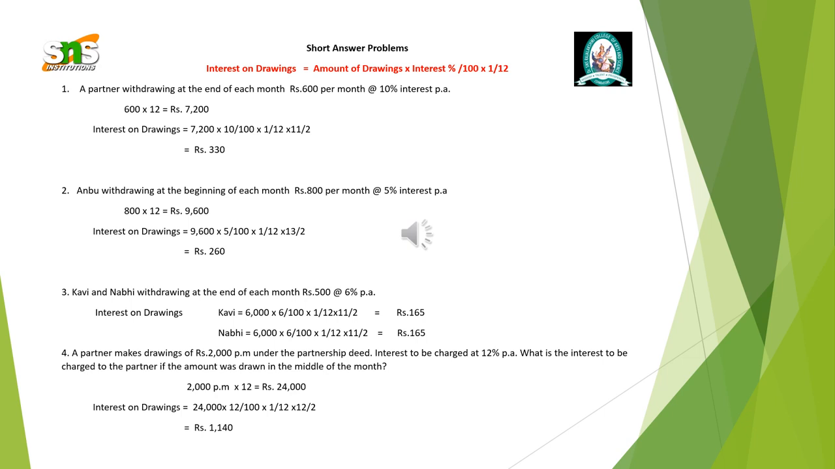And same way, the second one, Anbu withdrawing at the beginning of each month rupees 800 per month at 5% interest per annum. So what happens? He is withdrawing 800 per month but at the beginning of the month. So as I said in the previous problem, when it is at the end of the month, it is 11 by 2. Now when it is at the beginning of the month, it will be 13 divided by 2. You have to add back.